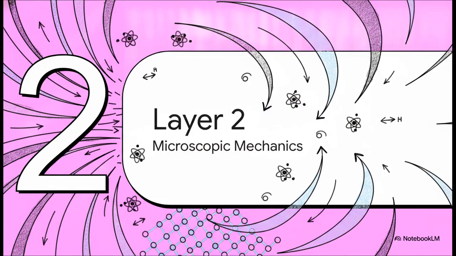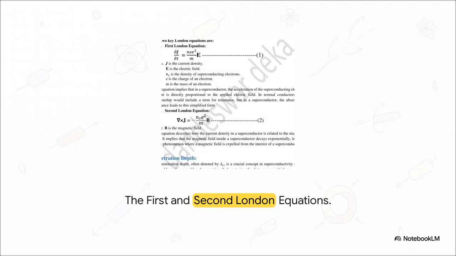Moving deeper, let's check out layer 2. The microscopic mechanics. Okay, so what exactly is happening down at the microscopic level to push that immense magnetic force away? Now, don't let these equations intimidate you. Formulated by the brothers Fritz and Heinz London in 1935, they're actually pretty elegant. That first equation just shows that in a superconductor, electrons accelerate without any resistance. But that second London equation down at the bottom, that is the real star of the show.